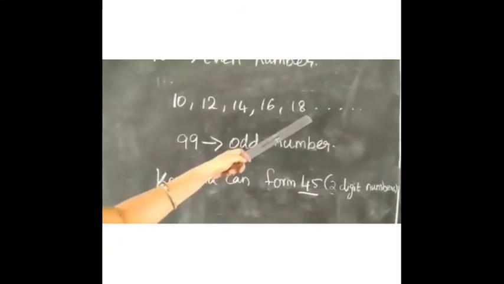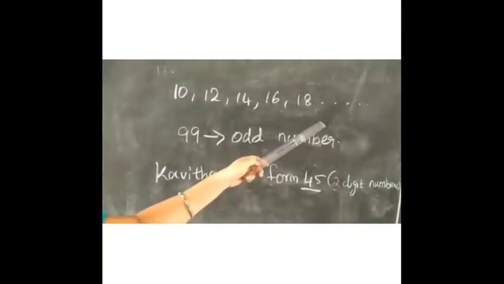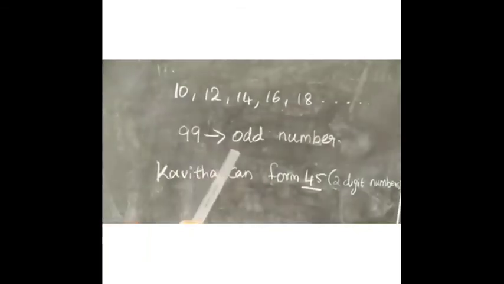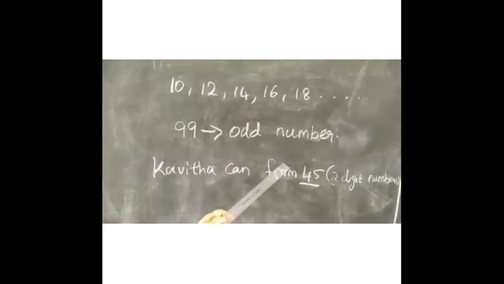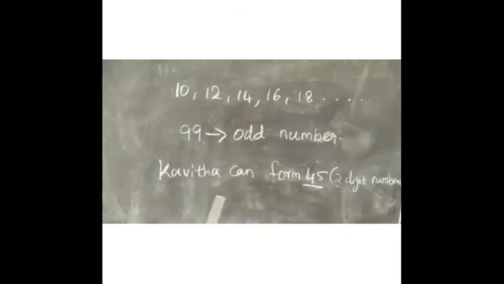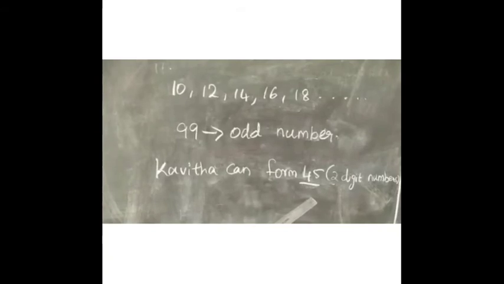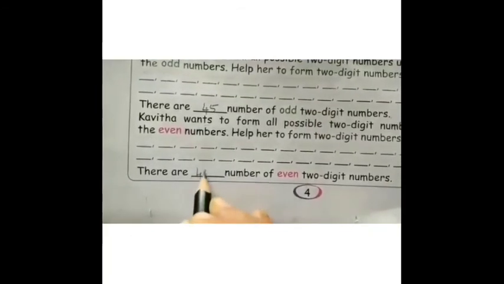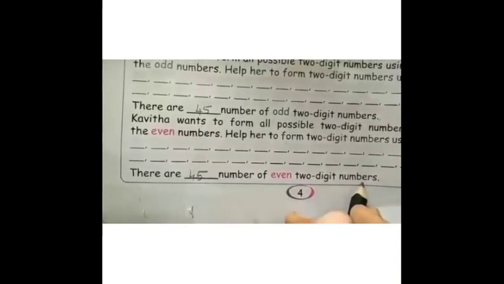Continue to write up to number 99. 99 is an odd number. So we can stop up to 98. You can find that Kavita can form 45 2-digit numbers up to number 98. There are 45 even 2-digit numbers.